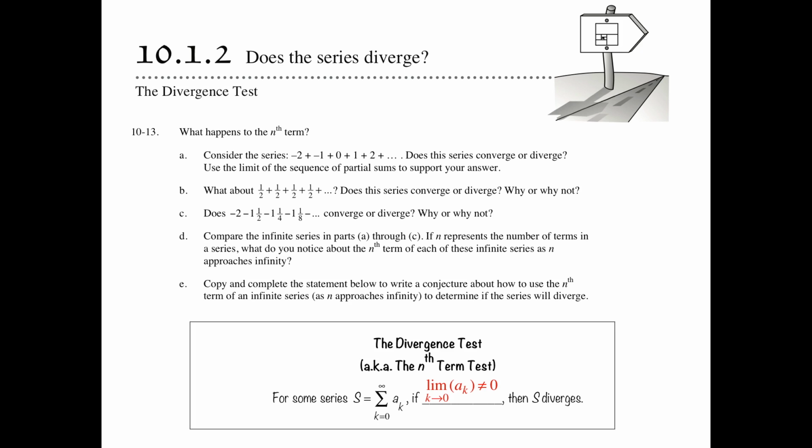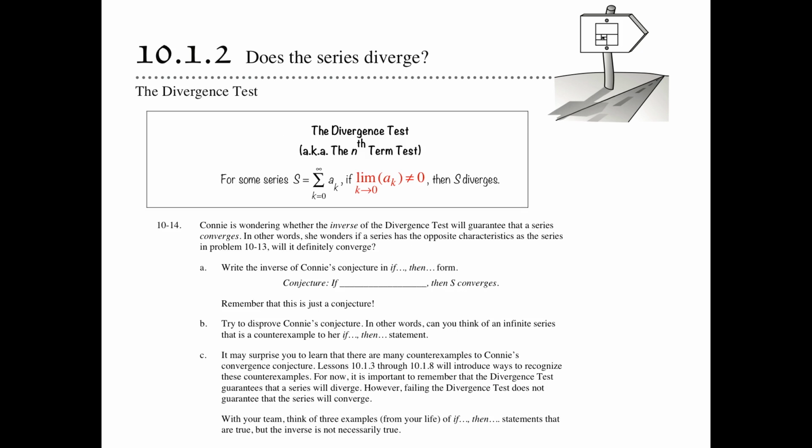Now, problem 10-13 presents the divergence test in a very intuitive manner, and students will summarize it by completing the math note, which is right below part E of this problem. But the most interesting and the most confusing part of the divergence test is that its inverse does not always hold true. That is, if the nth term approaches 0, then it is actually indeterminate if the series will converge or diverge. Part A of problem 10-14, however, pushes students to make a false conjecture about the inverse of the divergence test. And then part B challenges them to think of a counterexample, but many students will not be able to do this at this point.